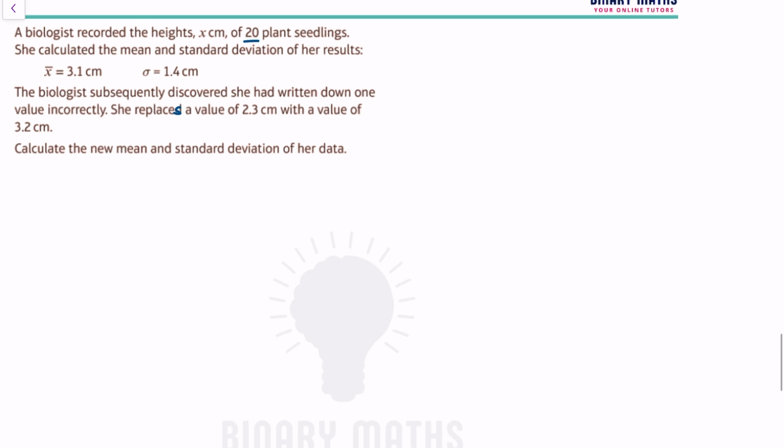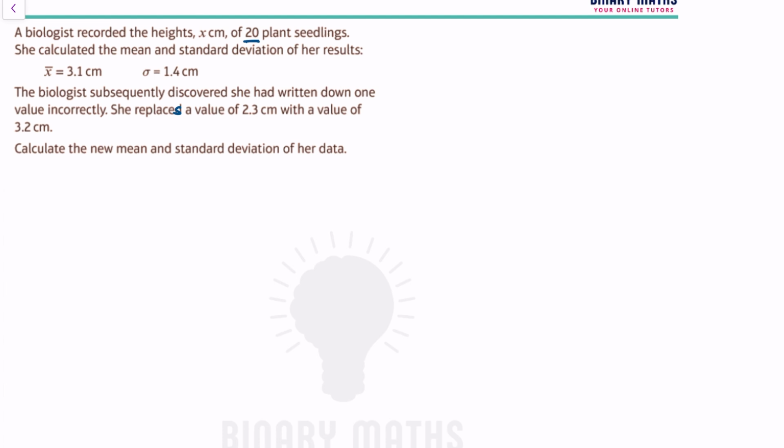A biologist recorded the height x centimeters of 20 plant seedlings. She calculated the mean and standard deviation of her results. X bar is equal to 3.1 and sigma is equal to 1.4. The biologist subsequently discovered she had written down one value incorrectly. She replaces a value of 2.3 with a value of 3.2. Calculate the new mean and the standard deviation of her data.